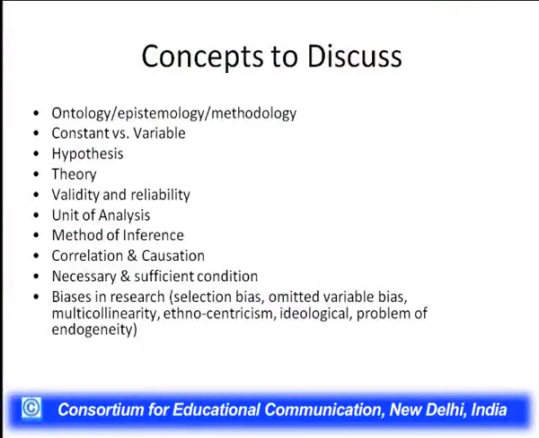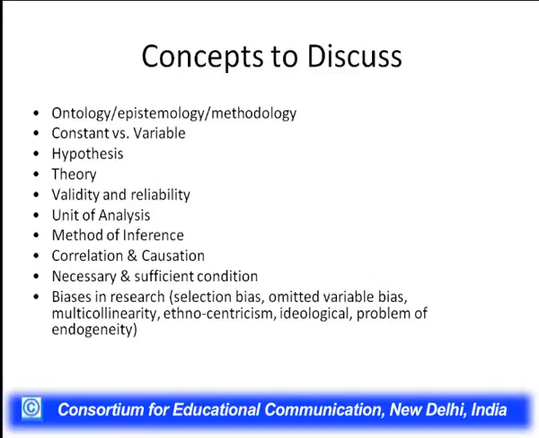For the time being, let me tell you the concepts that I'm going to discuss in a brief time today. We'll talk about ontology, epistemology, and methodology. We'll also talk about constant and variable. I'll explain this with the help of some examples, and that will be very useful for you. Then I'll talk about hypothesis. What is hypothesis? How to formulate hypothesis, and some examples from social science. I'll also explain what is theory, again with the help of an example.